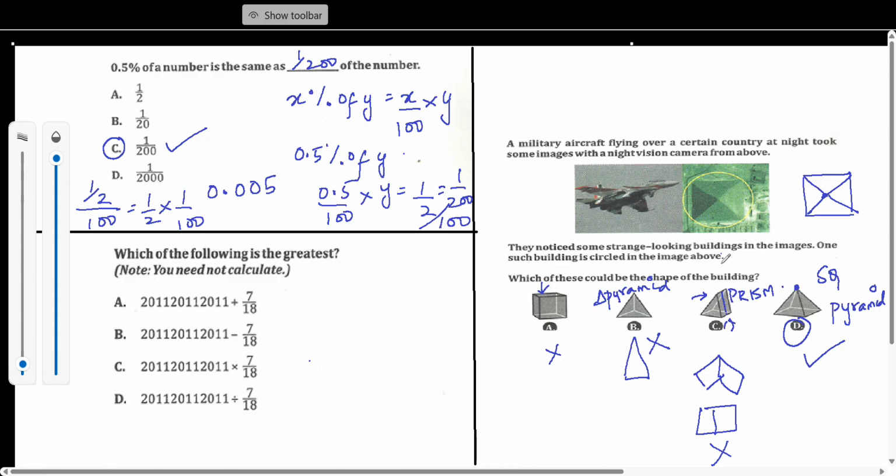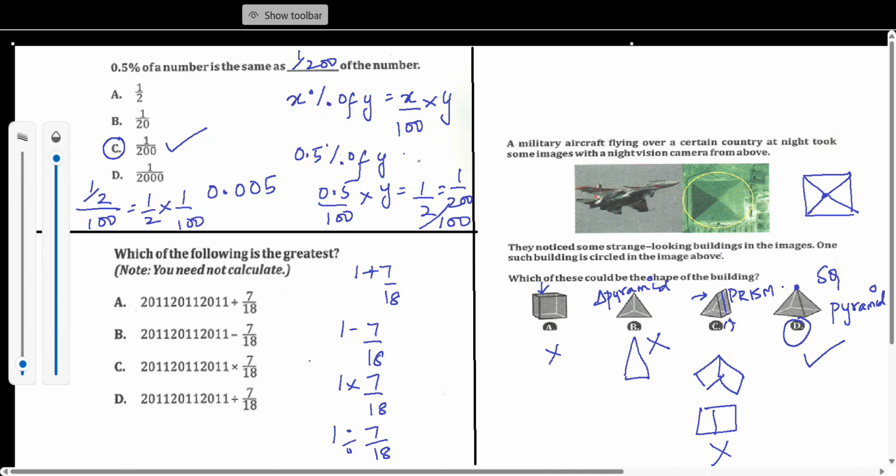2011, 2011, 2011. It is a 12-digit number. Here plus, minus, into, division with 7 by 18. Now if you think, ignore the 2011, that big number, and just for understanding purpose, I am taking 1. 1 plus 7 by 18. 1 minus 7 by 18. 1 into 7 by 18. 1 divided by 7 by 18. Let us analyze these to understand what is actually going on.